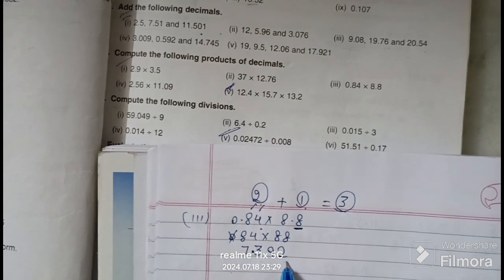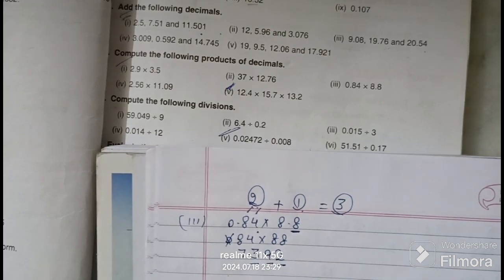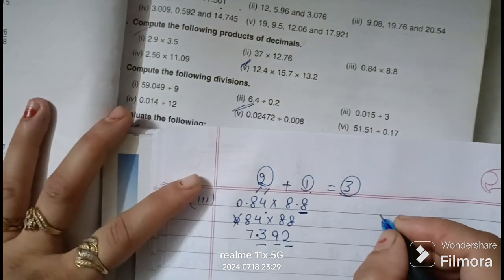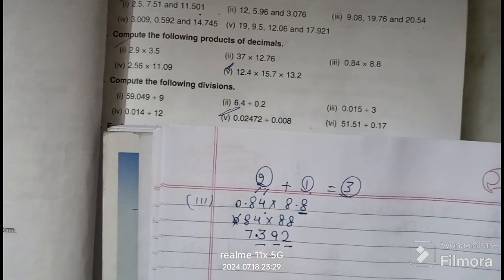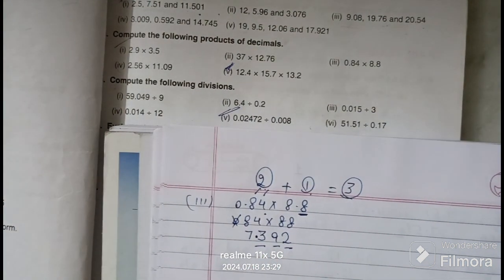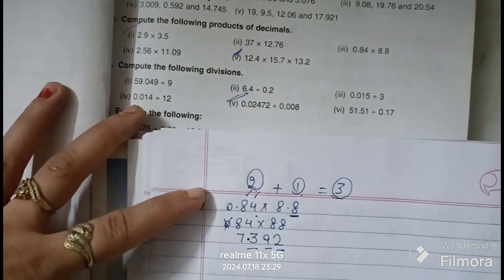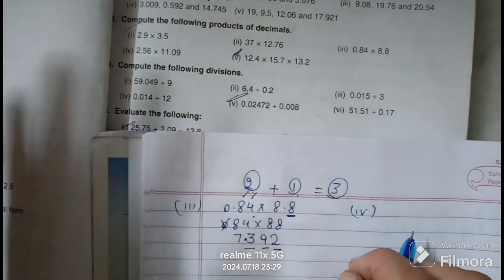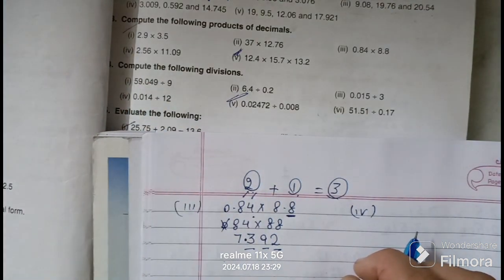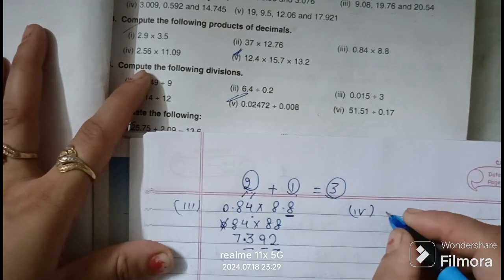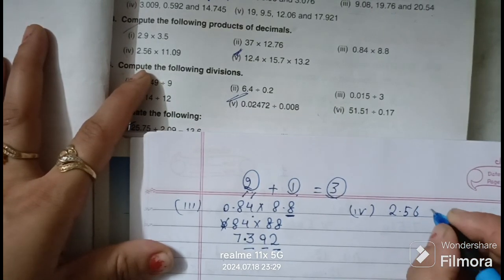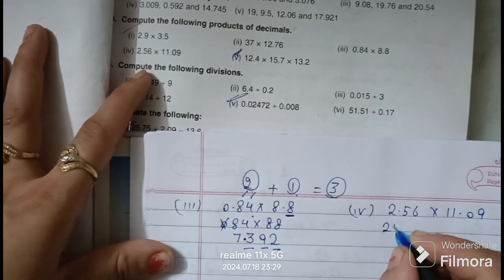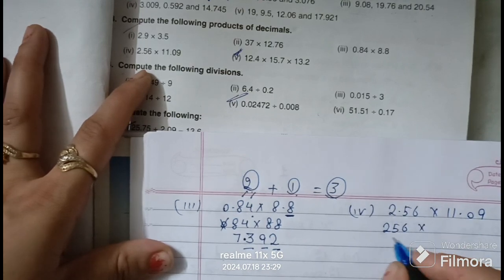Okay. Have you all got it? The next sums, you have to solve all the multiplication sums in your rough notebook. You're not going to write them directly in your fair notebook, because practice makes a person perfect. If you want to become perfect, then you have to practice a lot. The next is 2.56 multiplied by 11.09. Firstly, I will forget the decimal point. I am going to just multiply the numbers 256 and 1109. So what is the product of 1109 and 256?